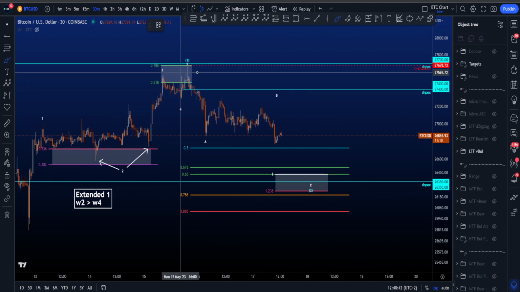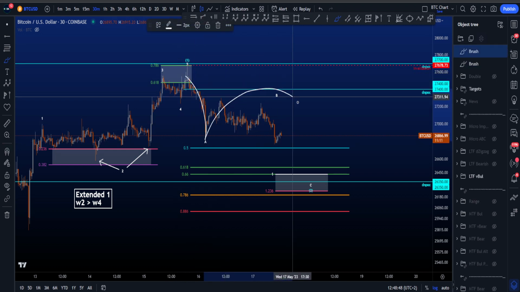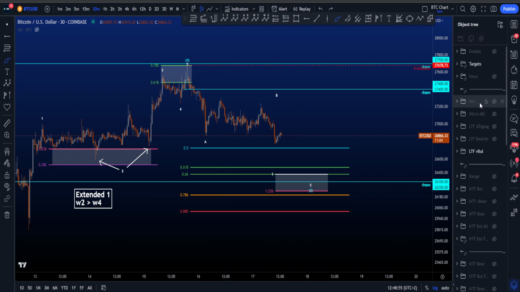Now, if we look at the corrective structure over here, if this is the high of 1, we're looking for this to be a wave A, followed by eventually a corrective structure in B, before then a C to the downside. The question then is on the lower time frames, which I'll talk to you about in a second. Those are the micro scenarios.